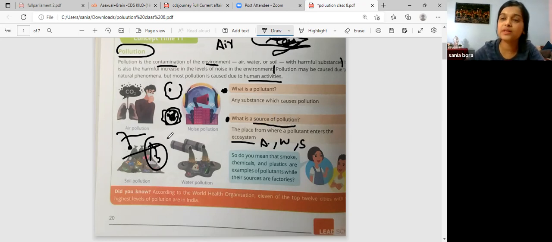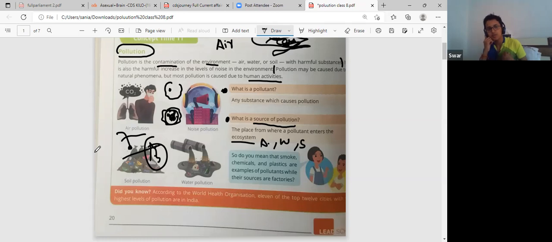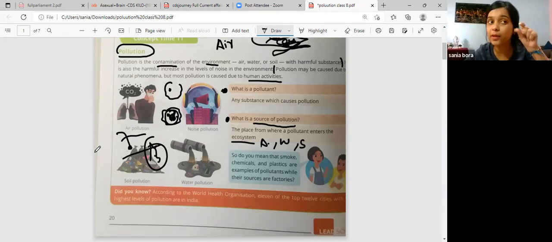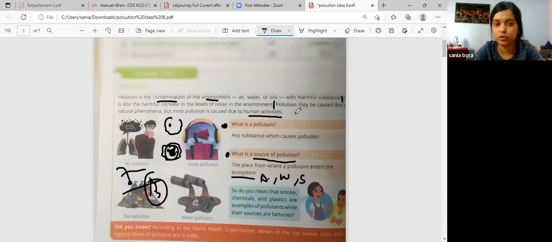of pollution. If I say how water got contaminated, you'll say, ma'am, people used to wash clothes and dishes over here, and people used to bathe, that's why water got polluted. So if you say the pollutant came from when people started washing their clothes or bathing there, that is the source. Clear?